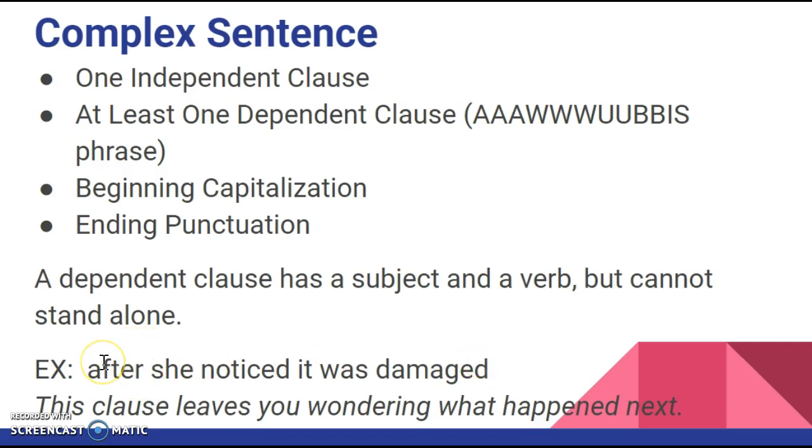Using AWUBIS clauses is a great way to add details to your sentence, to combine sentences to make them more interesting. You just have to be sure that you realize they are a dependent clause. When they have the AWUBIS phrase, they can't stand alone. They're depending on that independent clause.